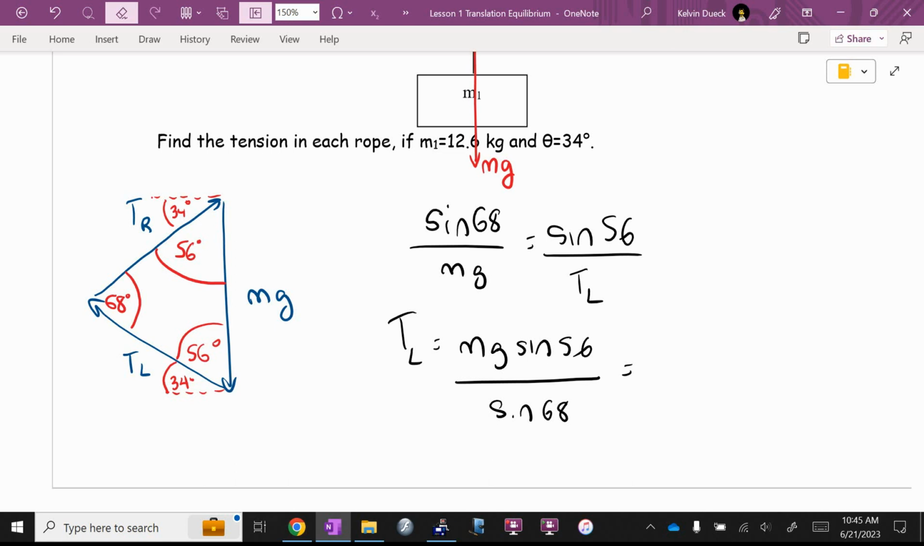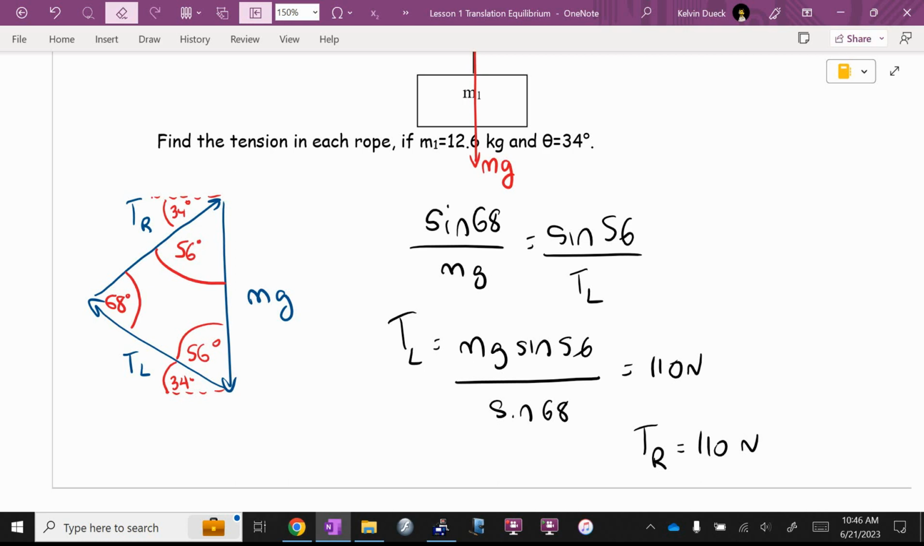Probably a little less than 120? Or is it more than 120? No, I think it's less than 120. Ashley, what'd you get? 110 point and stuff? Is that right? Is it 110? Yeah. And because this is symmetrical, I can also say tension right equals 110 newtons.